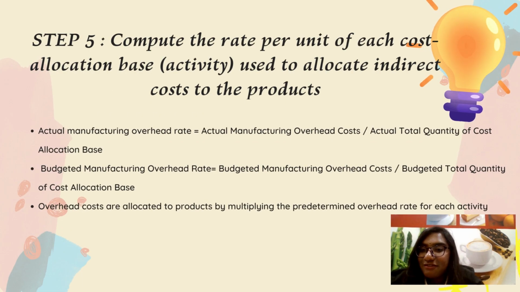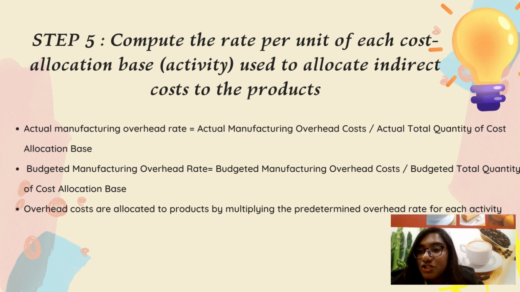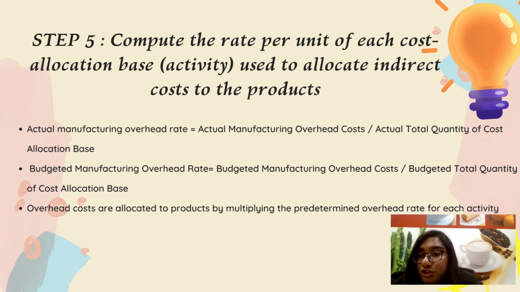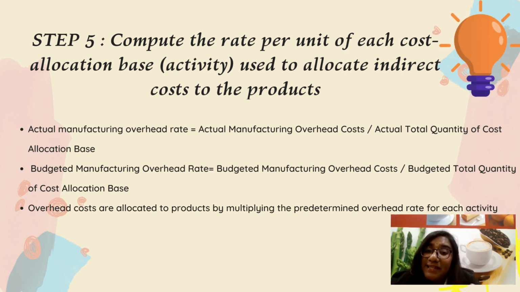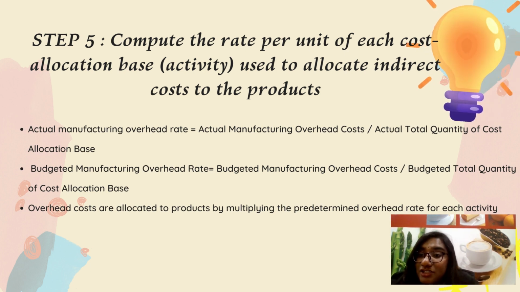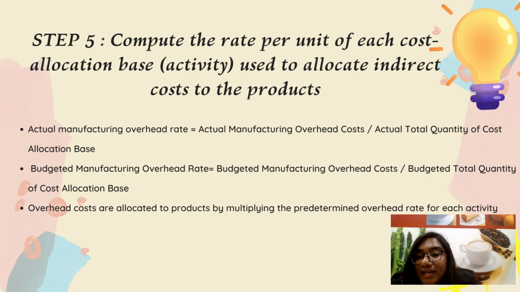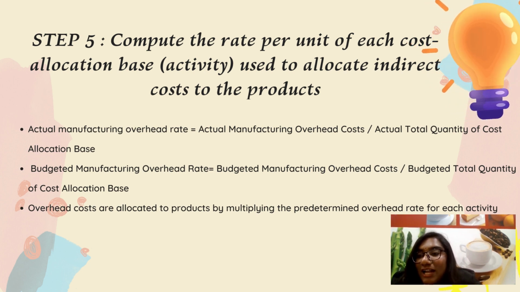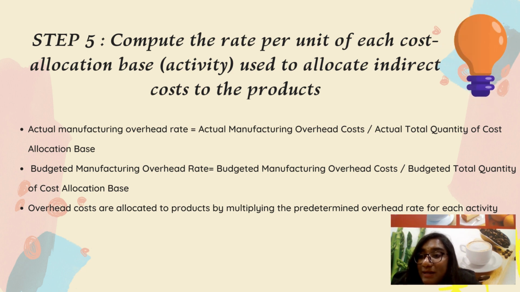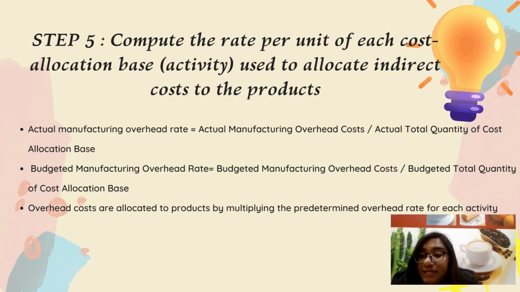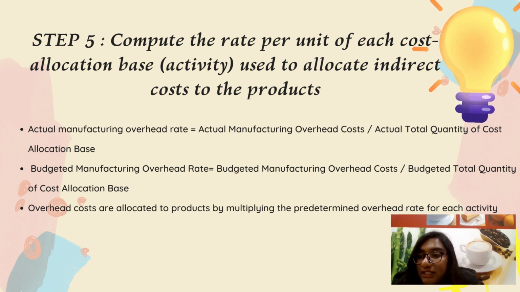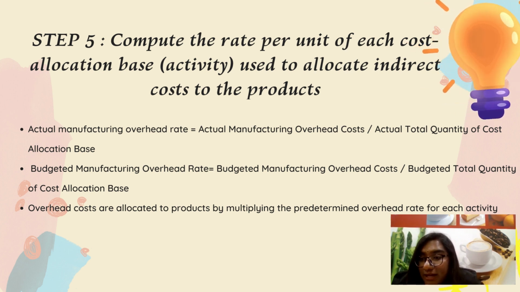We are here with step 5. Compute the rate per unit of each cost allocation base activity used to allocate indirect cost to the product. In this case, we will be playing with the formulas where the actual manufacturing overhead rate equals actual manufacturing overhead cost divided by the actual total quantity of the allocation base. When it comes to the budgeted manufacturing overhead rate, it equals budgeted manufacturing overhead cost divided by the budgeted total quantity of the cost allocation base.